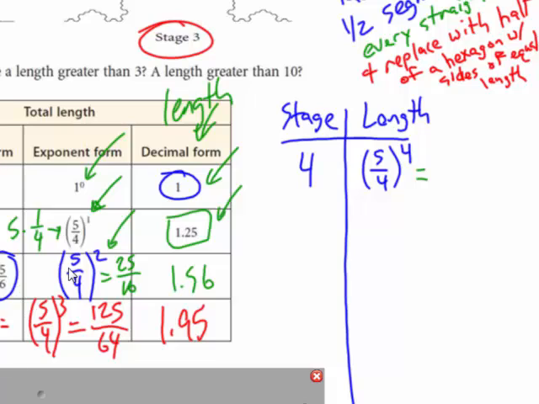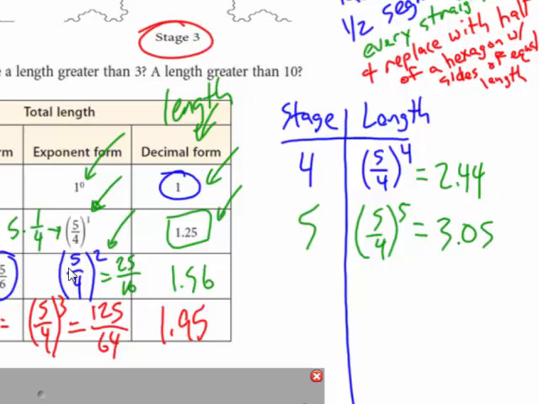Well, as I keep going, what ends up being the first one that's greater than 3? And I'd probably use decimals because it's easier to see it quicker. So this is about 2.44, so not bad. Stage 5, so I gotta go 5/4 to the 5th power. And that is, there we go, 3.05. So stage 5 was the first one that's greater than 3.